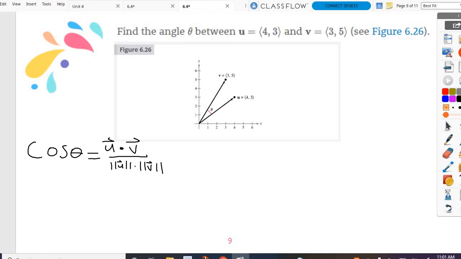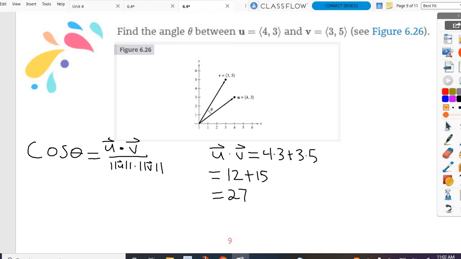Does that make sense? Otherwise, you end up with a lot of formulas all in one. So if we wanted to find u dot v, what are our x components? 4 times 3. And then I'm going to add our y components. 3 times 5. Okay, so we get 12 plus 15, which gives us 27. Yay, so 1 down.